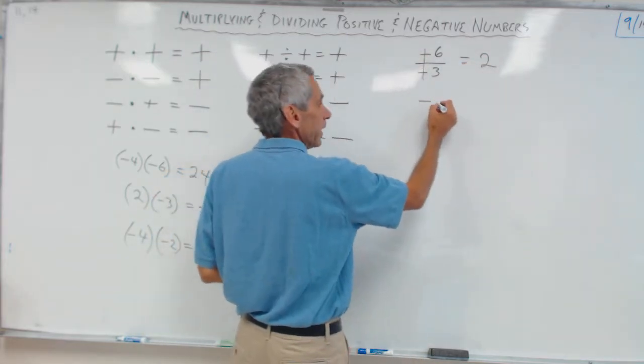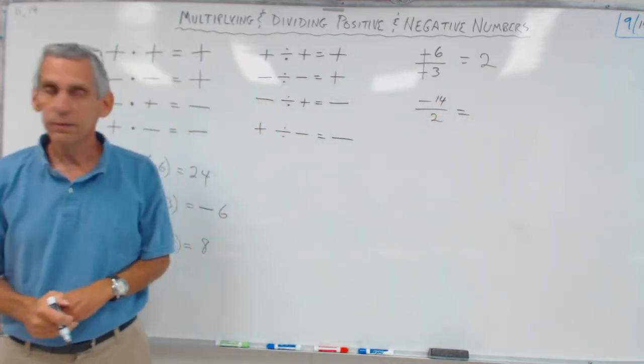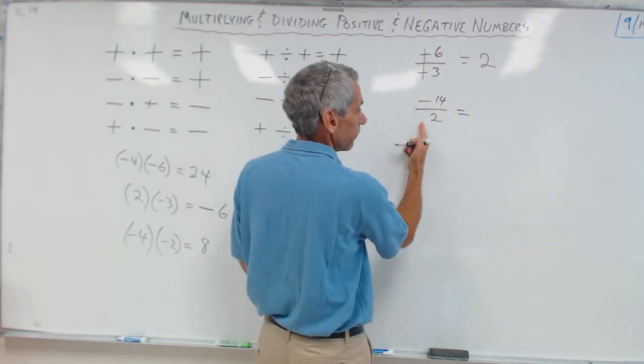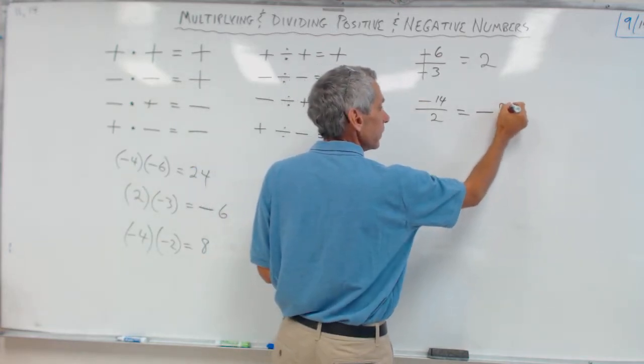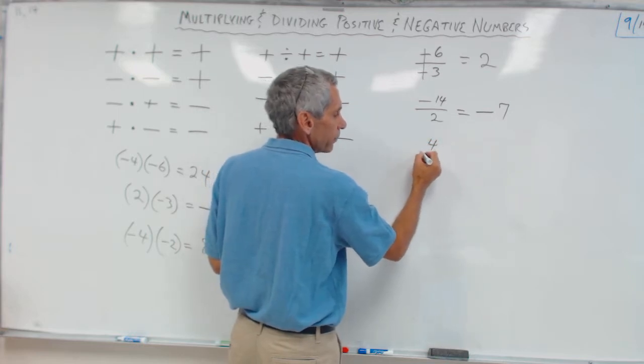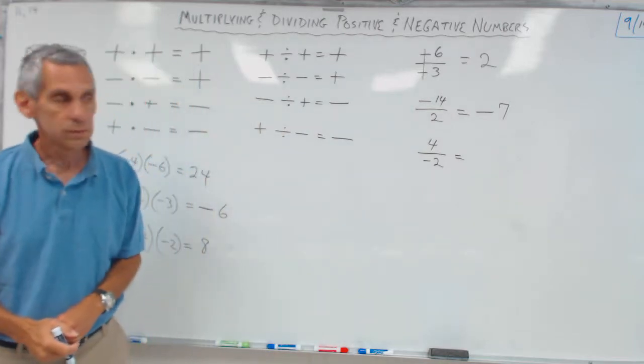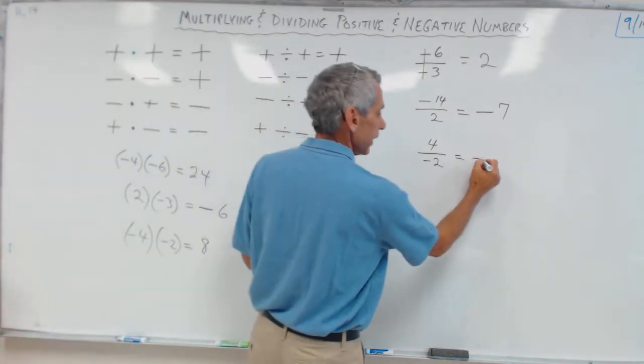If I had -14 over 2, what would the answer be? -7. Negative divided by positive, negative wins, and it's going to be a 7. If I had 4 divided by -2, what would it be? -2.